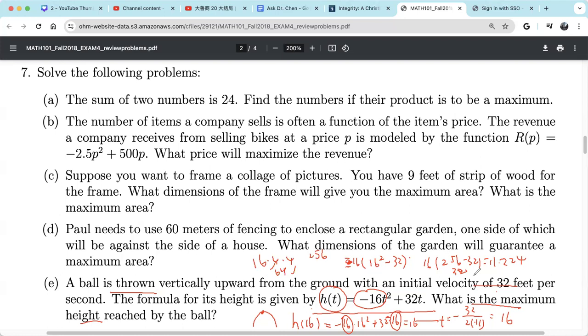Let me use a calculator first. Numbers like this, we don't really need to spend time to calculate. We can just use a calculator. So we get 16 squared minus 32. That's 224. Then multiply by 16. So in the end, the maximum height is 3,584.